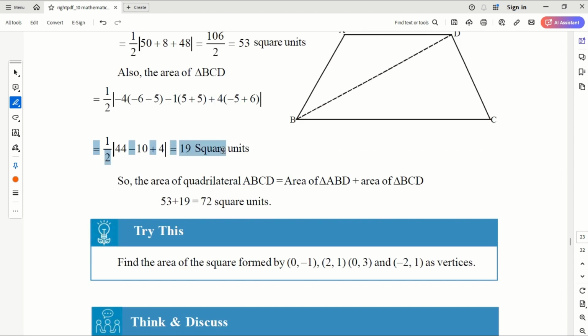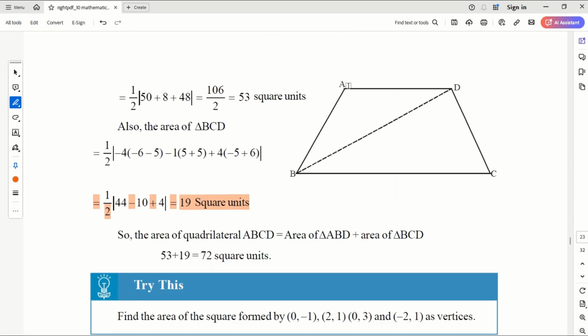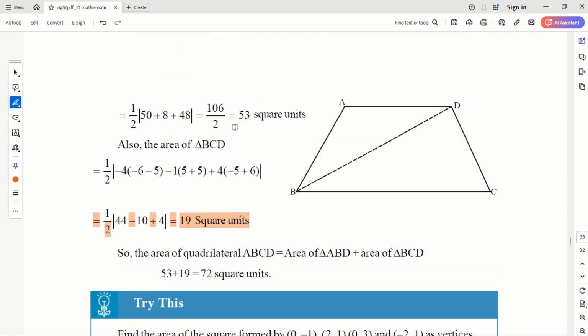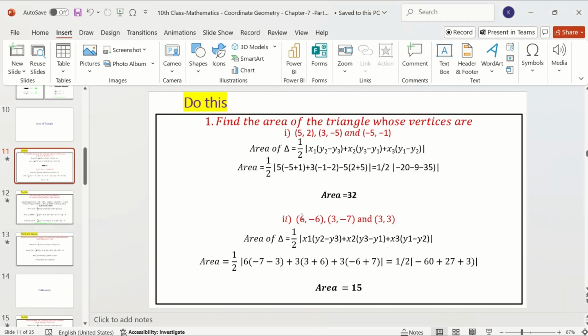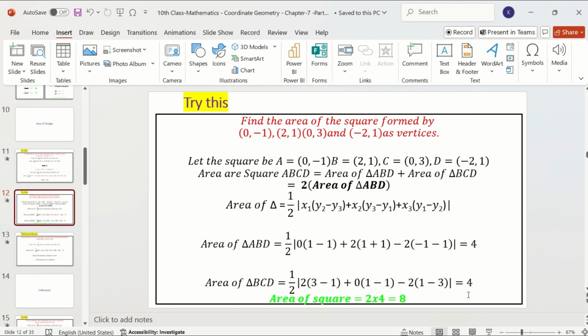In this case it is 19 square units. You have to calculate the area of triangle ABD plus triangle BCD and add them, and you will get the area of the quadrilateral. So 19 plus 53, that is totally 72 square units. This is the area of the quadrilateral. Now we have a Try This section. One example problem is given.